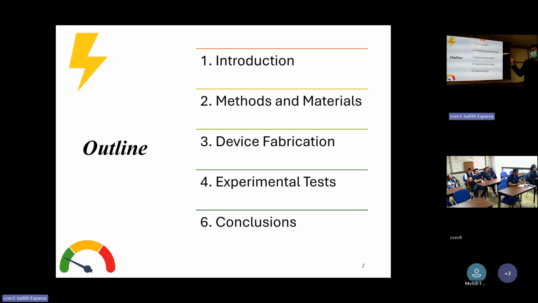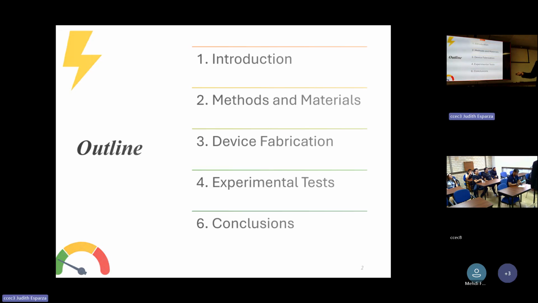My outline is: first, introduction; second, materials and methods; third, device fabrication; fourth, experimental; and then conclusion.